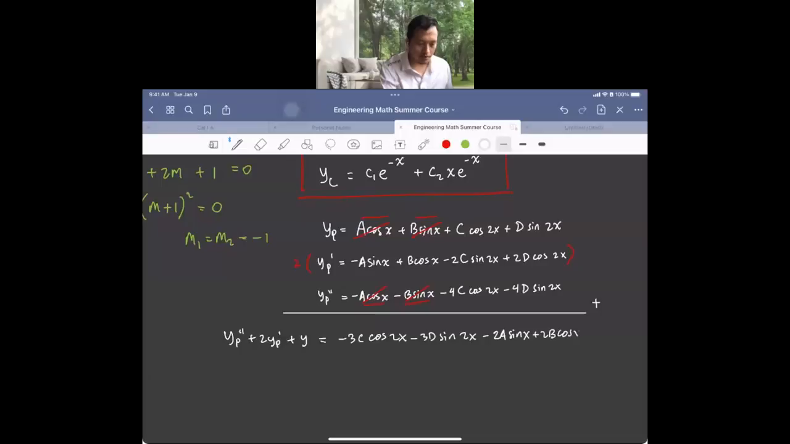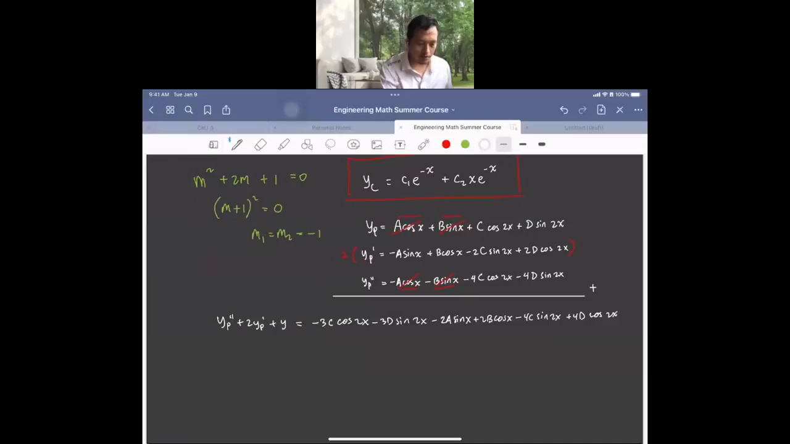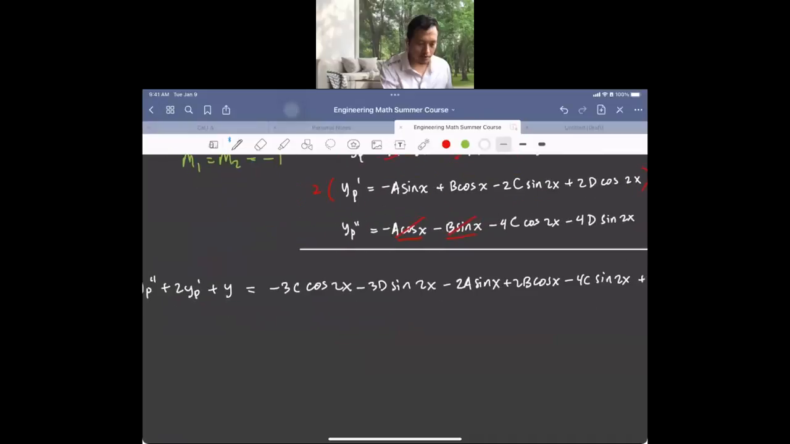Minus 2a sine x plus 2b cos x. Maybe let me write minus 4c sine 2x plus 4d cos 2x. Okay.